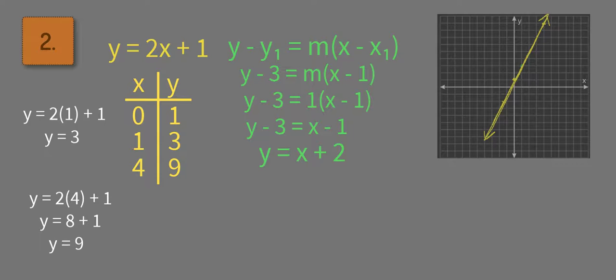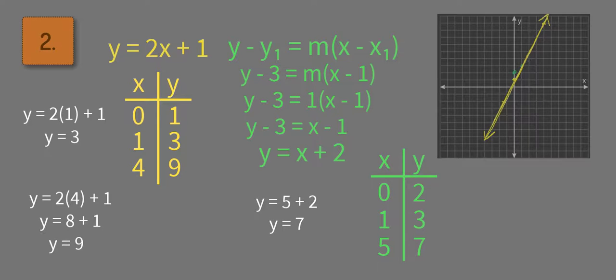And we can go ahead and plot some points just to be sure. At x equals 0, y equals 2. At x equals 1, y equals 3, and at x equals, let's say, 5, y equals 7. So 1, 2, 3, 4, 5, 1, 2, 3, 4, 5, 6, 7.